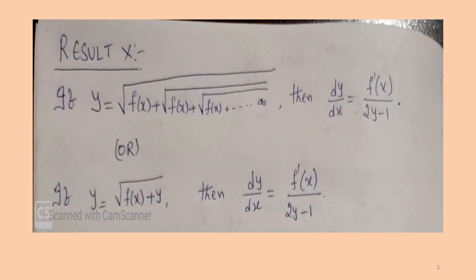Today's topic is the competitive part of continuity and differentiability. Last class we learned problems 1 to 20. Today we are going to learn 21.